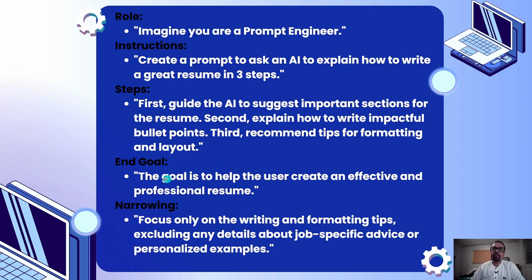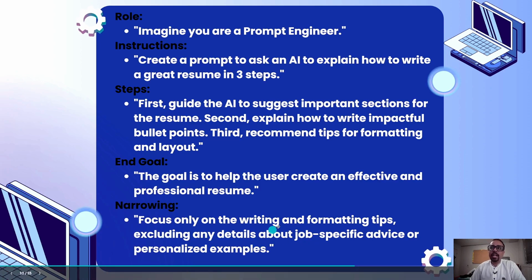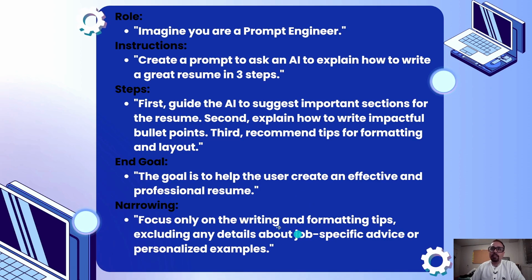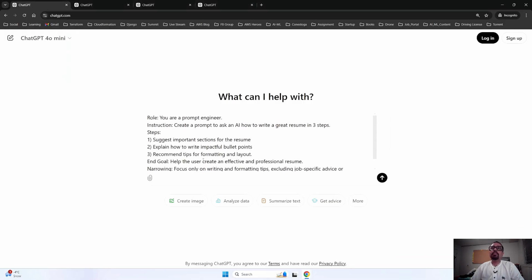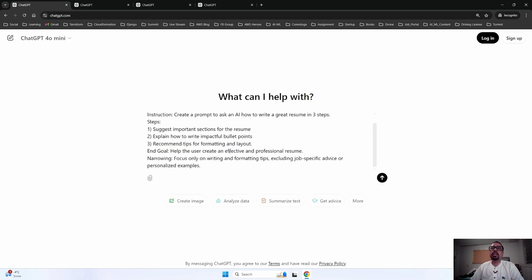Now, the end goal that we have mentioned over here is to help the user create an effective and professional resume. As part of narrowing, we are saying focus only on the writing and formatting tips, excluding any details about job specific advice or personalized examples. So, no extra summarization and explanation is required. It should be to the point. So, let's go and see. Here is our prompt, see, here are the 3 points and end goal. Let me go ahead and see if it creates a prompt.